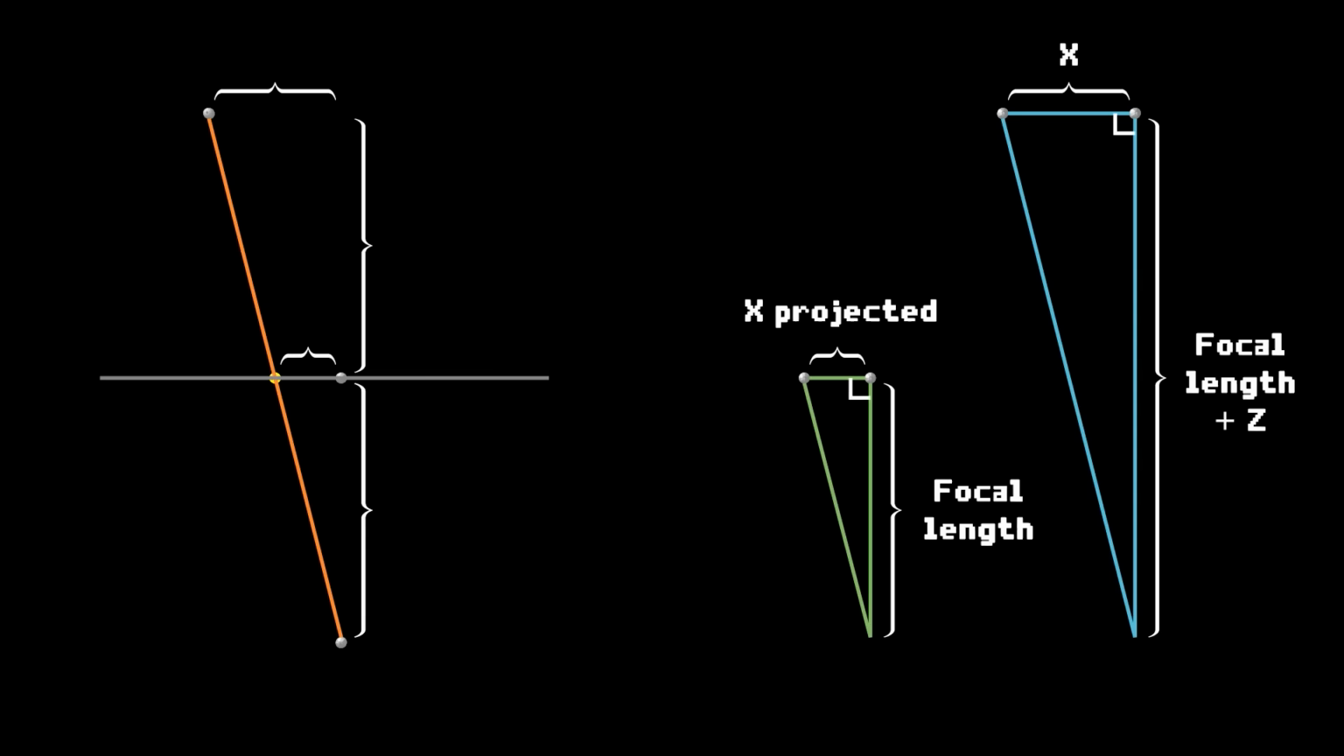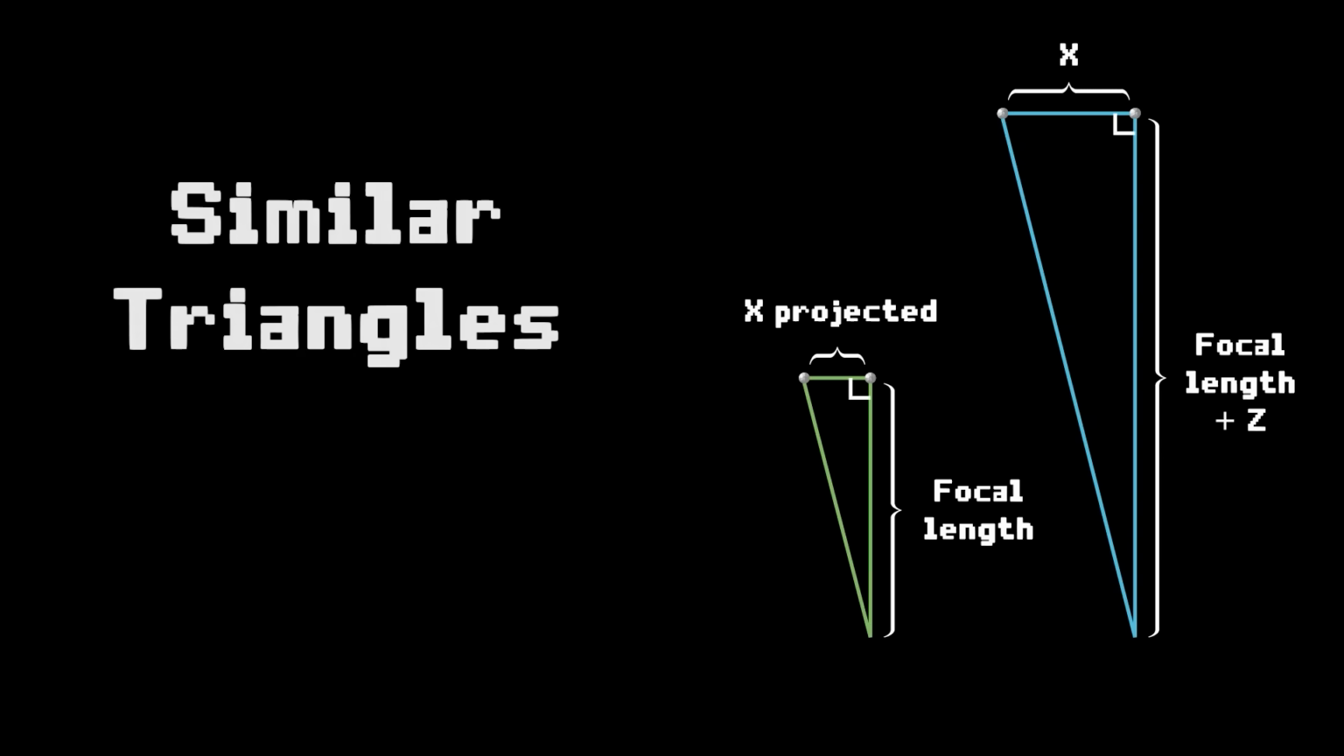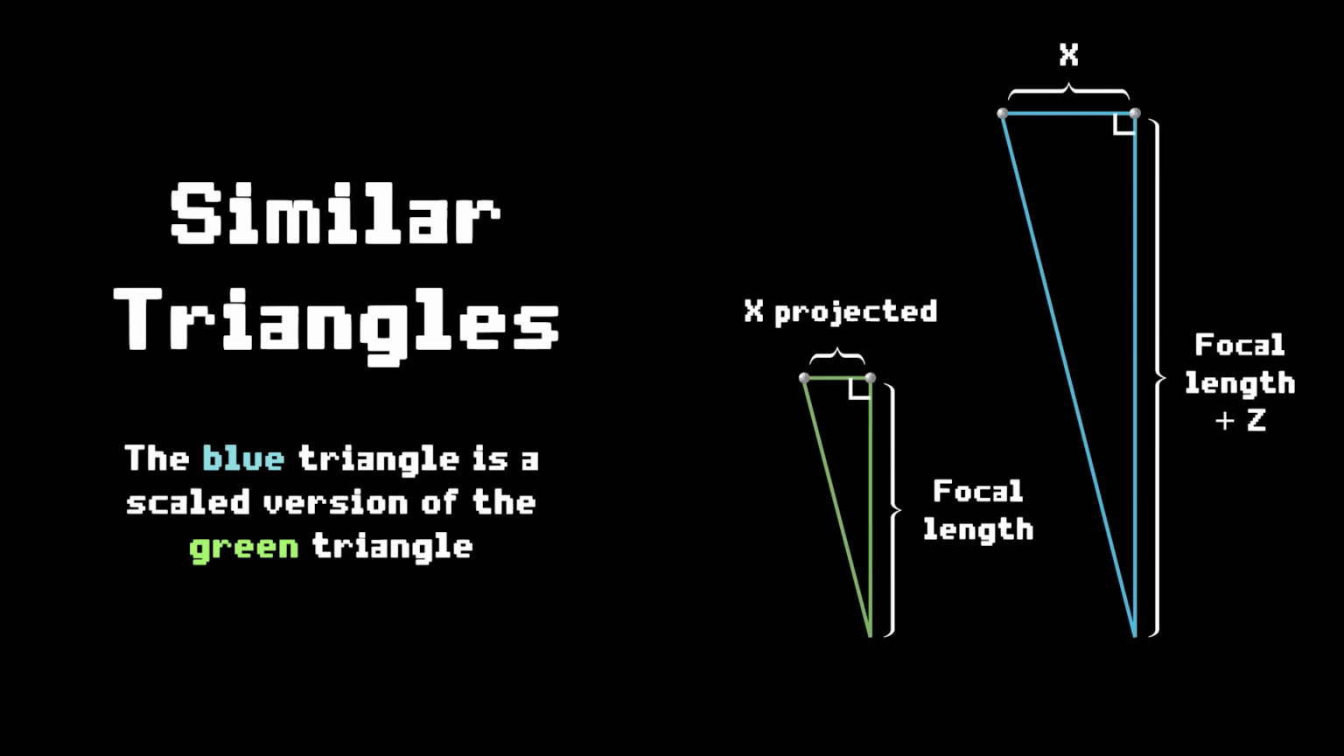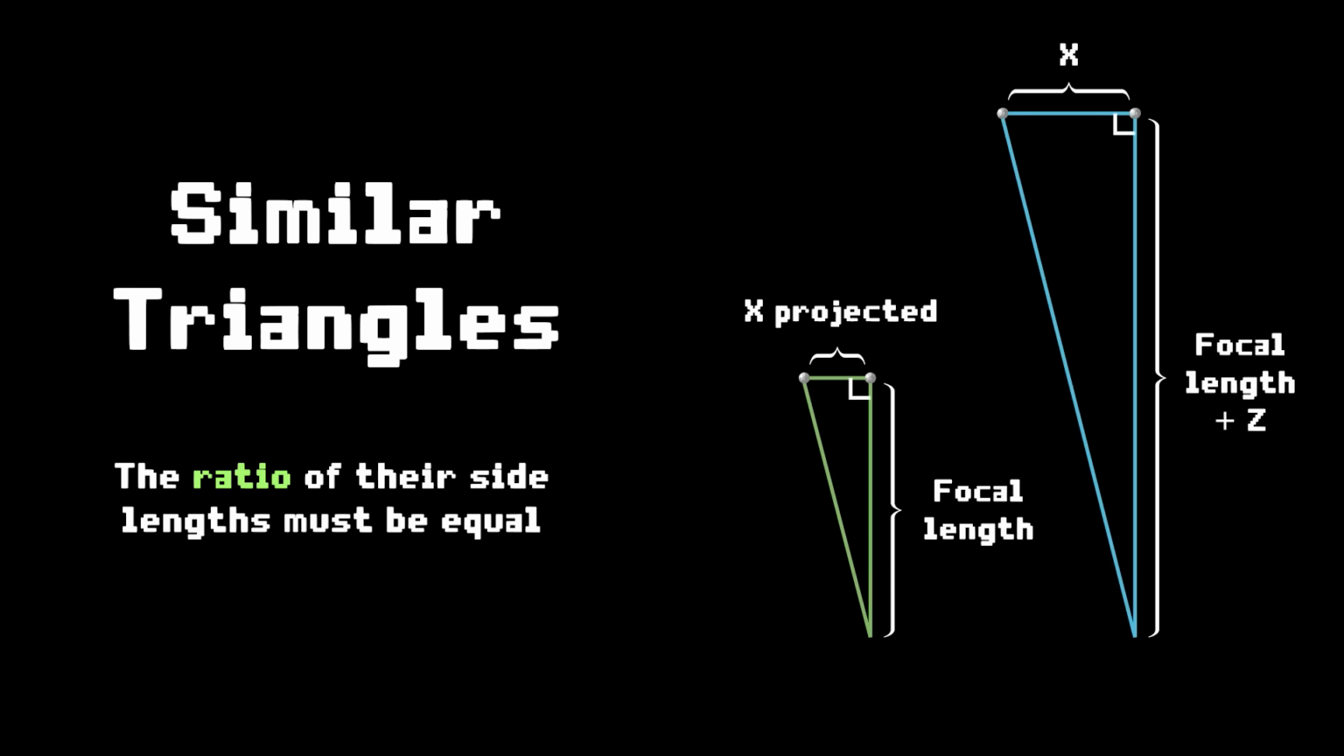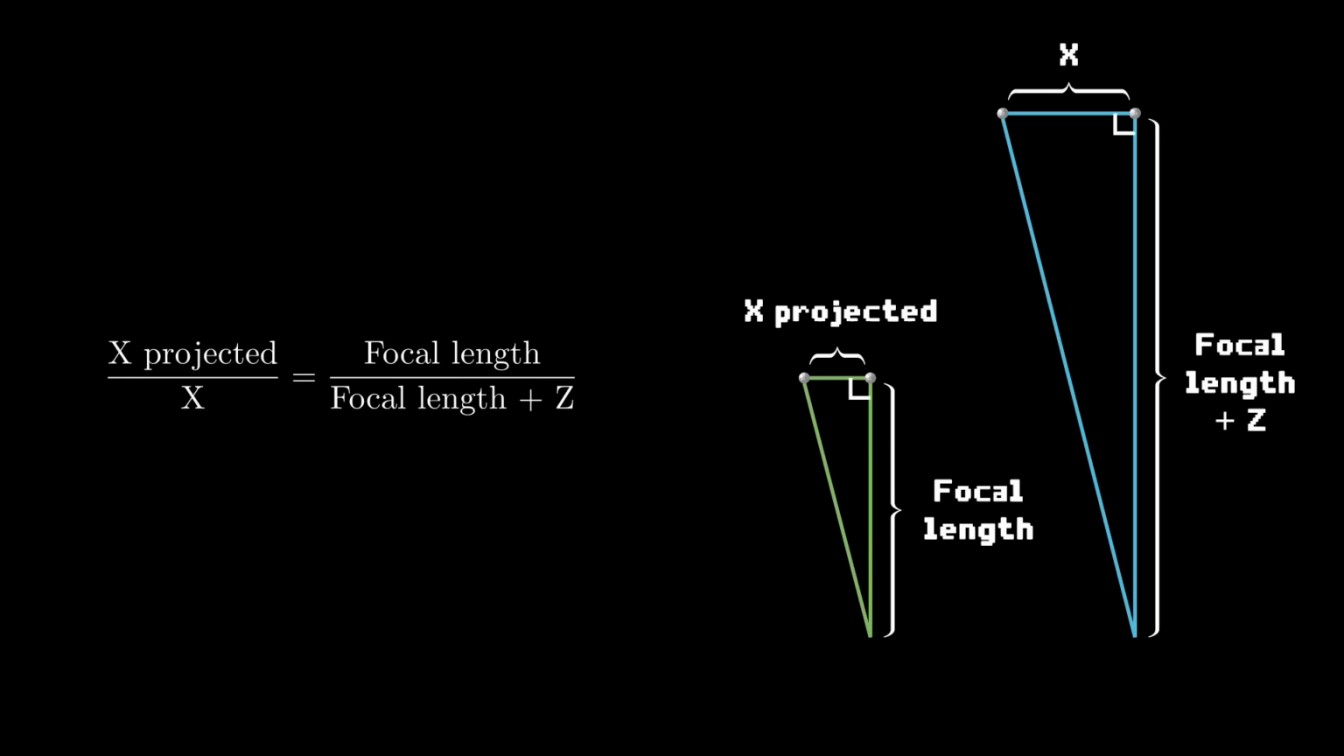Okay, so now we have four distances which correspond to the side lengths of these two triangles. And these two triangles are actually similar triangles, which means that one is just a scaled version of the other. What does that tell us? Well, that tells us that the ratio of their side lengths must be equal to each other. In other words, X projected over the vertex X is equal to focal length over focal length plus vertex Z. Those are literally just the two ratios of the side lengths of the triangles.